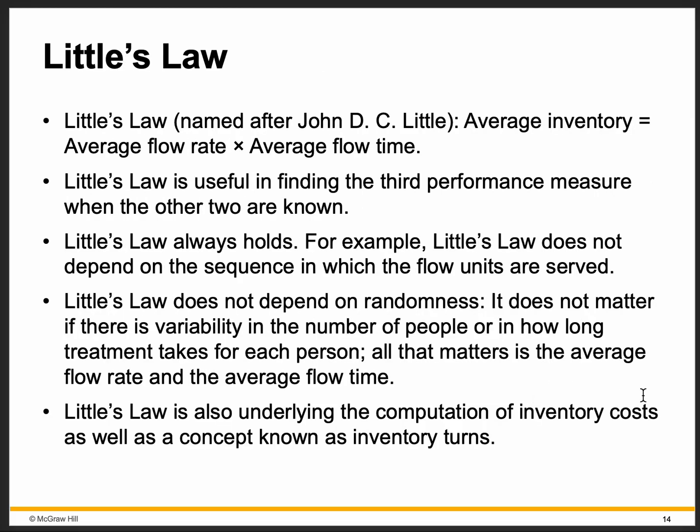So Little's Law, basically named after John Little, says that the average amount of inventory that you have on hand is the average flow rate times the average flow time, and this does not depend upon any randomness either in flow time or flow rate, because nothing is exactly fixed. Even, let's say that you're looking at an assembly line for a car, the amount of time it takes for one car to go through that should be fixed, right? Because everything is done by machines, but there are small variations.